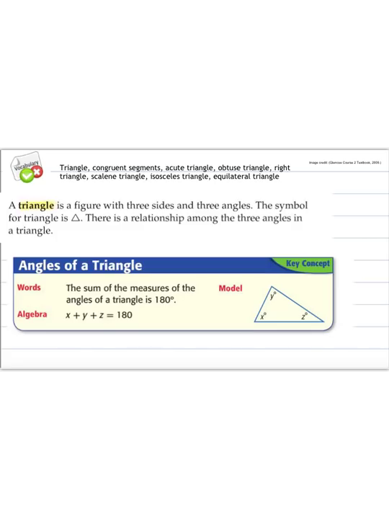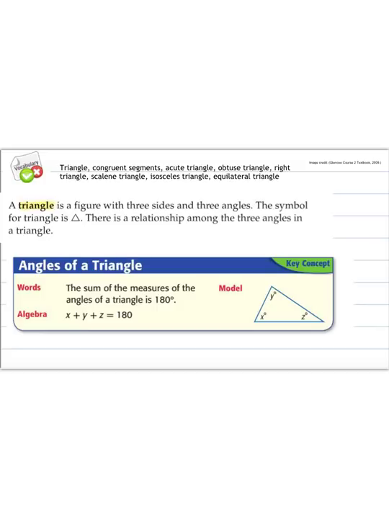All right, some vocab words that we'll go through in the video: triangle, congruent segments, acute triangle, obtuse triangle, right triangle, scalene triangle, isosceles triangle, equilateral triangle. So think about the words that you already know, and then we'll go through all of these to make sure we know them all. But a triangle is a figure with 3 sides and 3 angles.